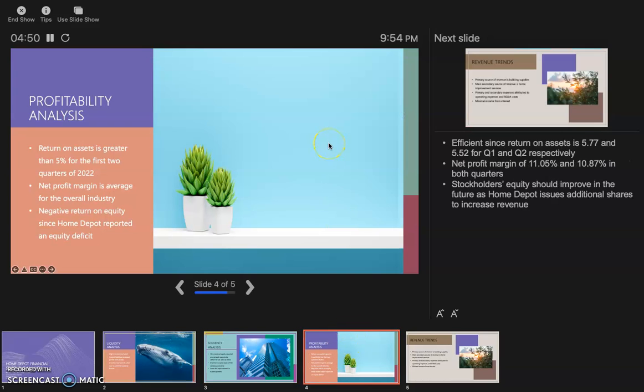As far as the profitability of Home Depot, the return on assets is greater than 5% for the first two quarters, which is pretty in line with the overall industry. This is efficient in terms of the return that they're able to generate on their current asset base, as well as their net profit margin is also average for the overall industry.